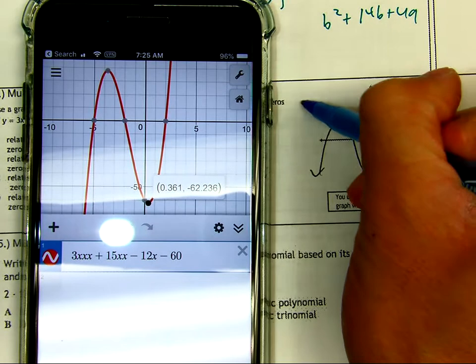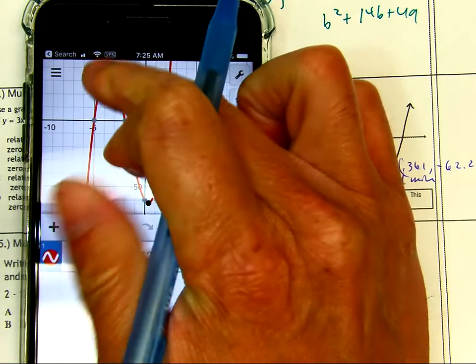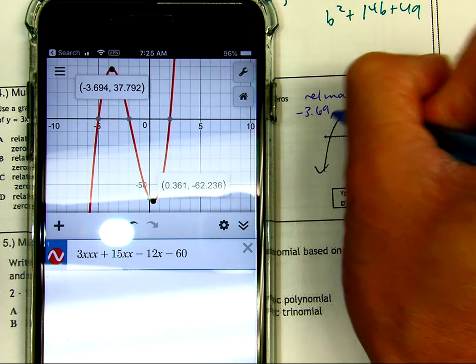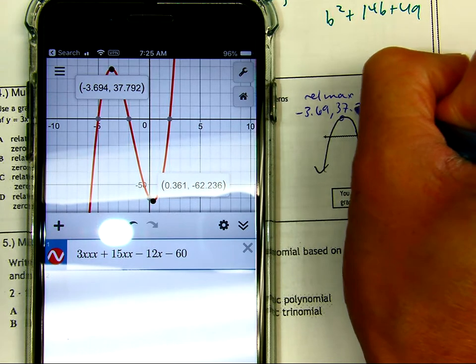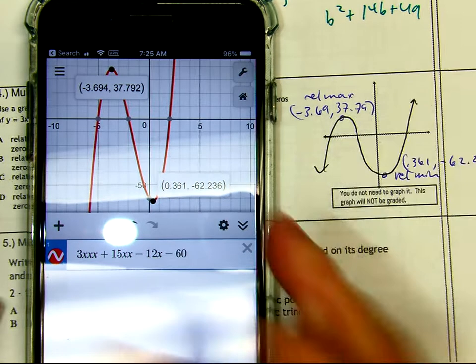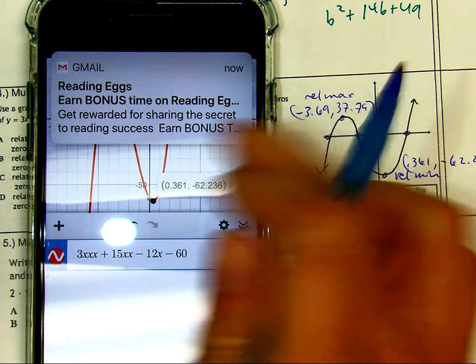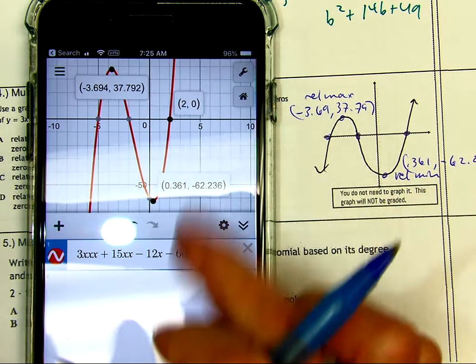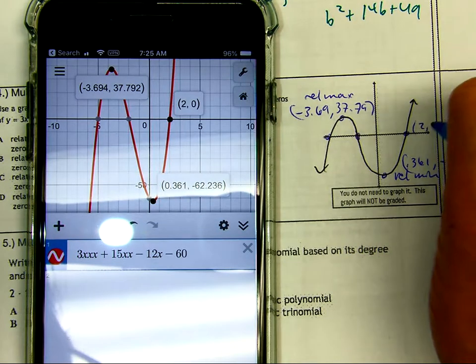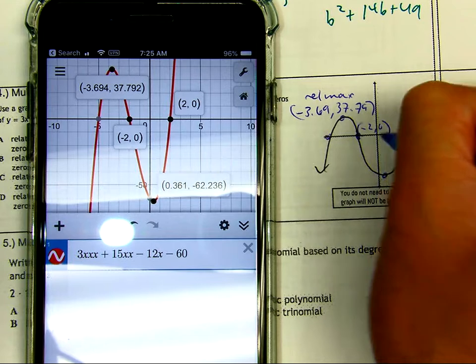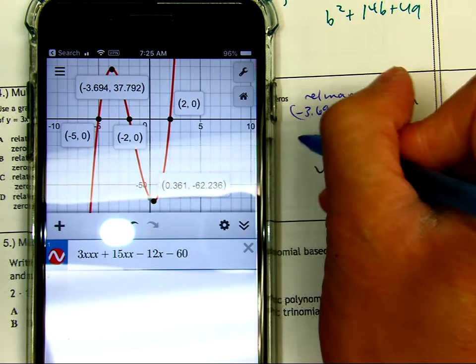And this would be my relative maximum. So you can click on it, negative 0.69, comma, 37.79. And it says it wanted the zeros. Zeros means where it crosses the x-axis. So that would be 2, comma, 0. Negative 2, 0. And this last one, negative 5, 0.